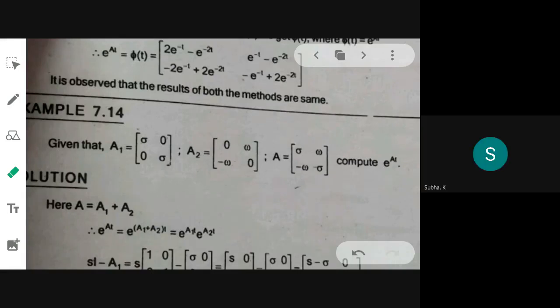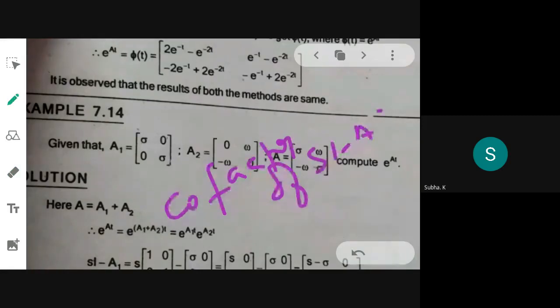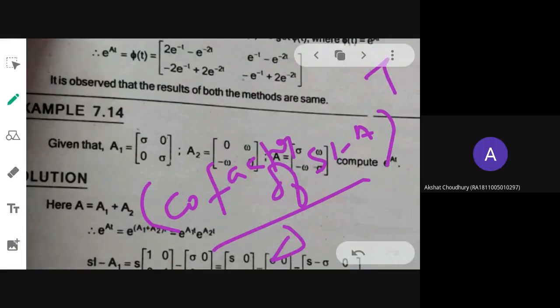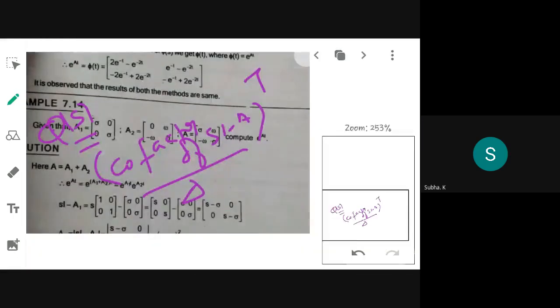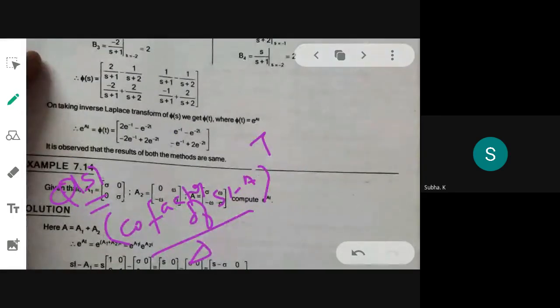Can you just scroll up? Scroll up, ma'am. Cofactor of sI minus A transpose divided by determinant of sI minus A. Yes, ma'am. After that, determinant, that is your phi of s. Okay. Then you have to take partial fraction expansion.